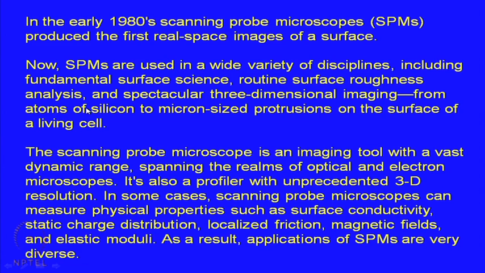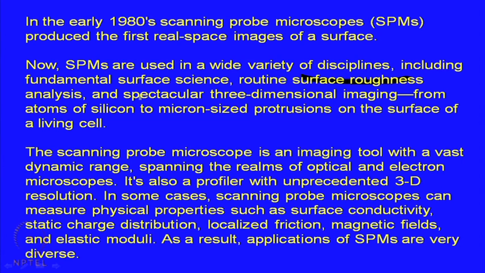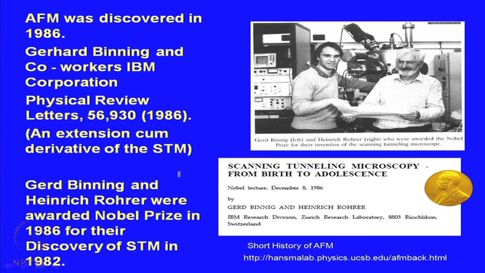So, now SPMs are used in a wide variety of disciplines, including fundamental surface science, routine surface roughness analysis, spectacular 3-dimensional imaging from atoms to micron sized protrusions of surface, and living cells also. The scanning probe microscope is an imaging tool with a vast dynamic range spanning the realm of optical and electronic microscopes. It is also a profiler with unprecedented 3D resolution. In some cases, scanning probe microscopes can measure physical properties such as surface conductivity, static charge distribution, localized friction, magnetic field, etc., which is another unique thing. Do not be really puzzled by all that is written here. We will understand all these things.